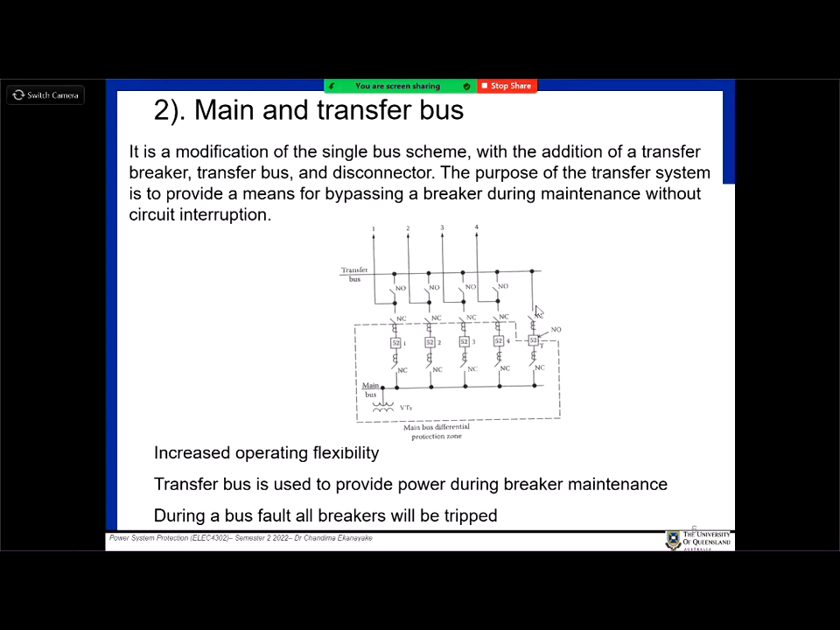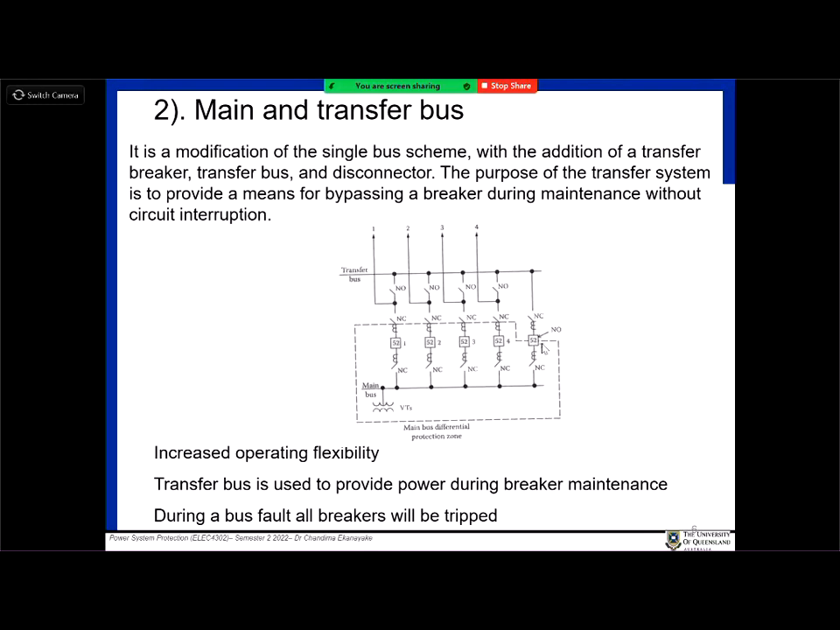But what happens is that after this is operating, now you can open these normally closed ones, and then you can close these ones, and then the power is now supplied from the transfer bus. So it's not automatic, but you have time to work on this main bus and then fix the issue, right? It's not automatically transferred to this one, but still you have some sort of flexibility.